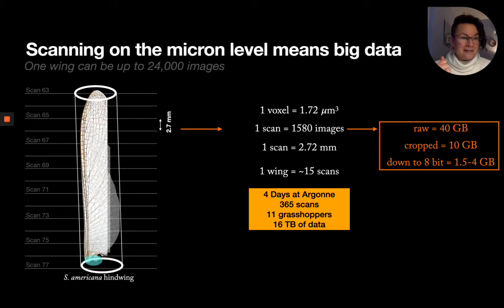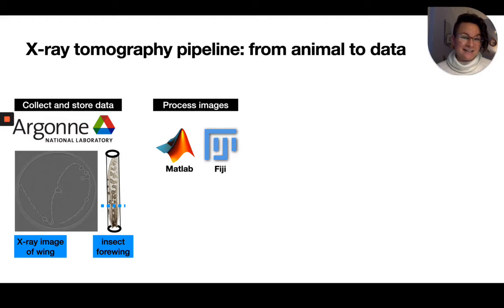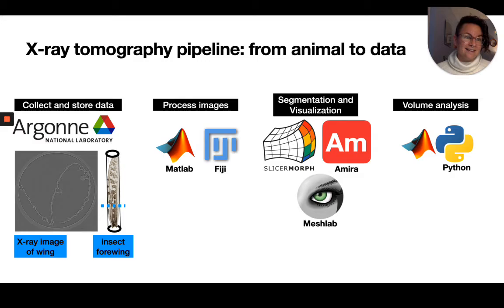And that is really exciting because we have a comparative approach where we can look at both Schistocerca americana and also sanguinipes. And we have the wing pad structures of sanguinipes. So this is exciting, but there's a lot to process. So we started with that collection. I've been processing images. This is an ongoing project, segmenting and visualizing, which I'll show you some today. And then I'm really excited for the volume analysis and then future directions.